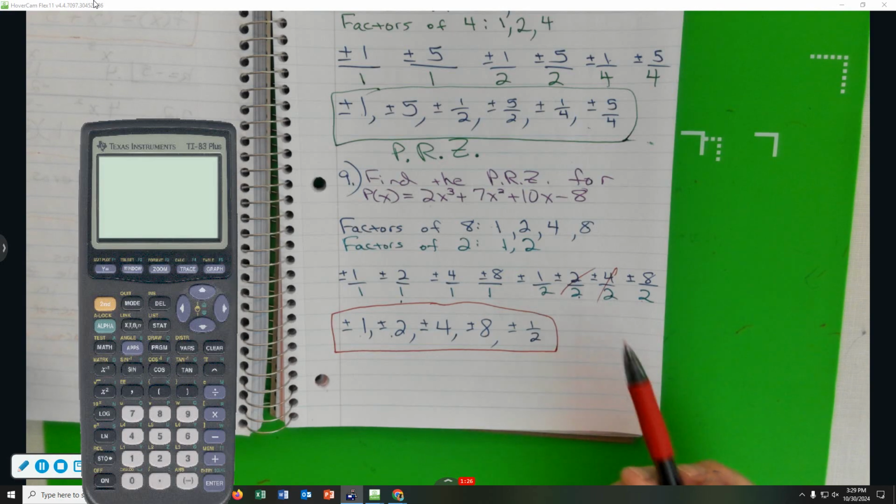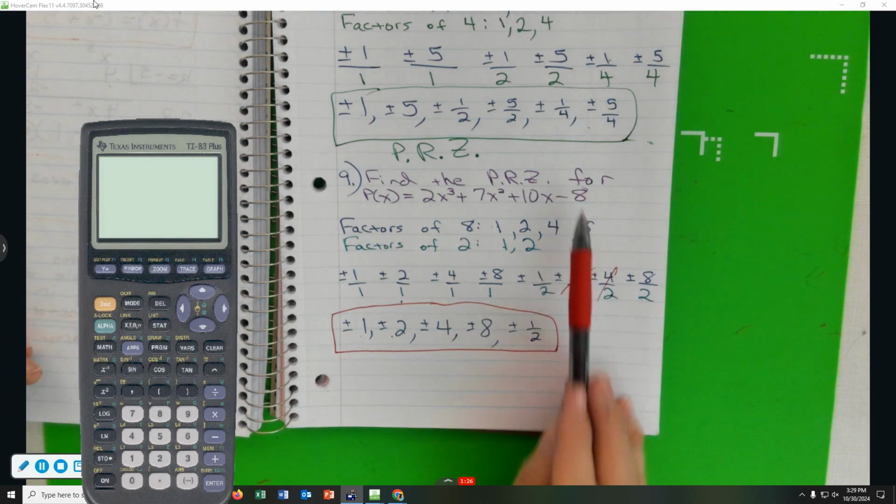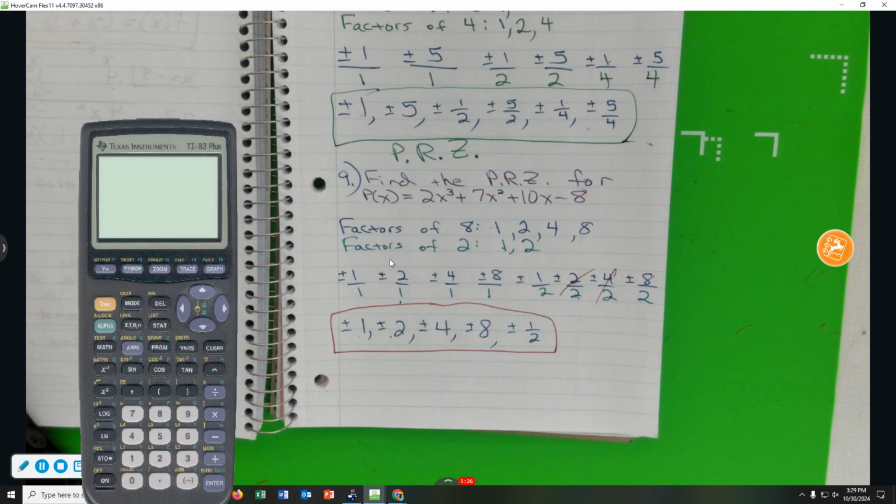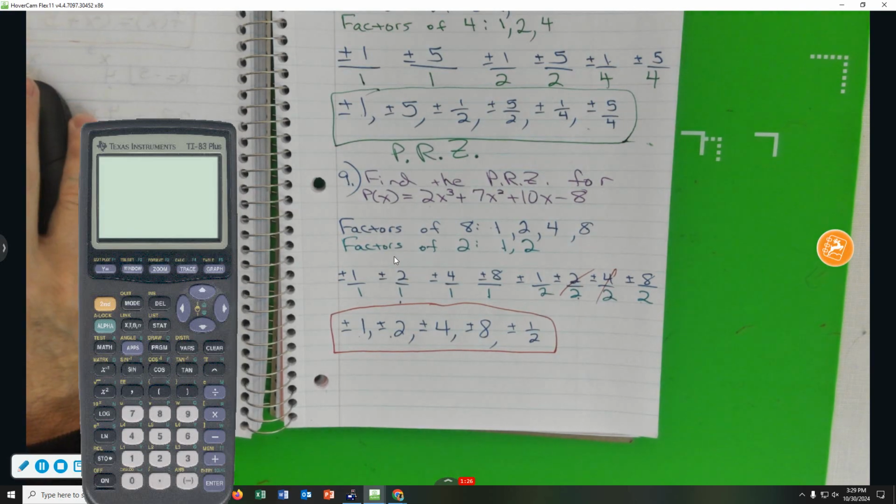But if a number is going to make it equal 0, it has to be in this list. Any questions on our logic here? So let's come back over. As long as they have the 10 numbers listed, the order doesn't matter.